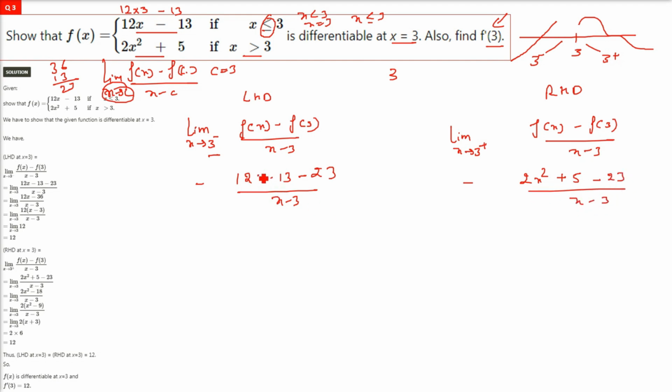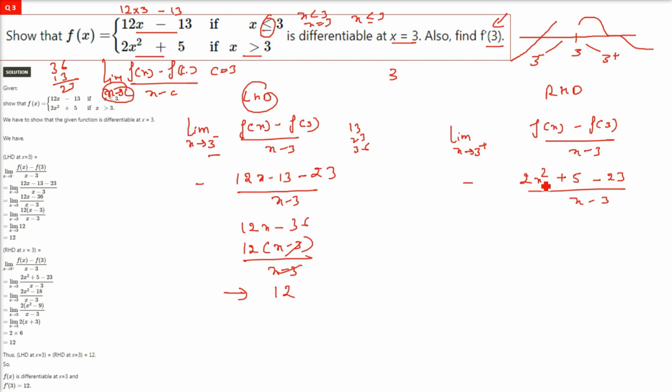So let us solve this one. It is going to be minus 13 plus 23, that is 36. So it is going to be 12x minus 36. And if you take 12 common, it will be x minus 3. x minus 3 is always in the denominator. So you have 12 as the left hand derivative. This is your left hand derivative, okay?